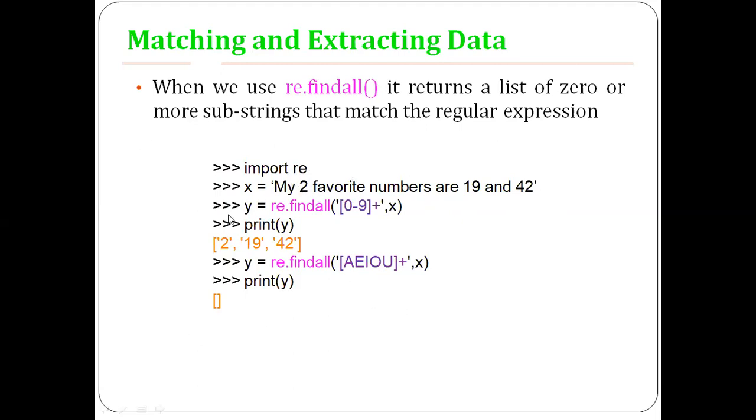So that is how you can do the things. When you use re.findall, it returns a list of zero or more substrings that match the given regular expression. In this case it has returned three substrings, 2, 19 and 42, and in the second example it has returned nothing. That means the input doesn't contain any strings which start with a capital letter vowel, either A, E, I, O, U. That's why it has returned an empty result.